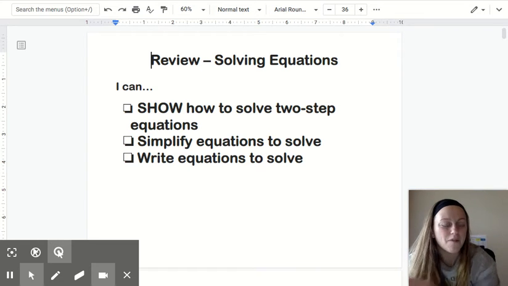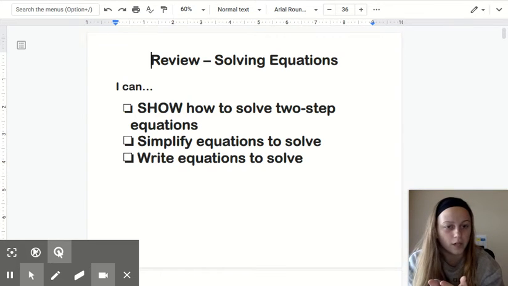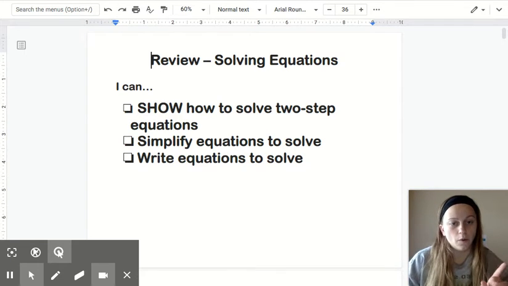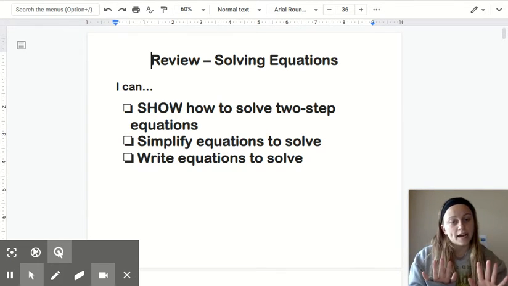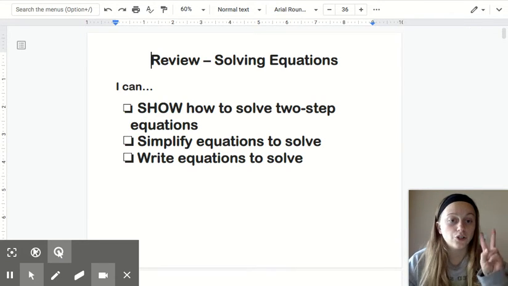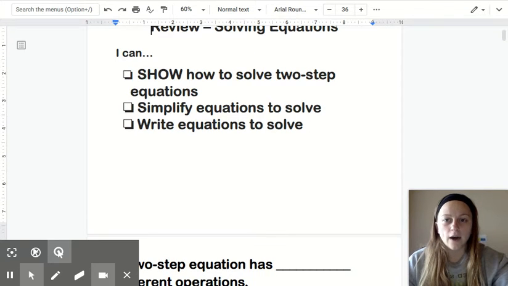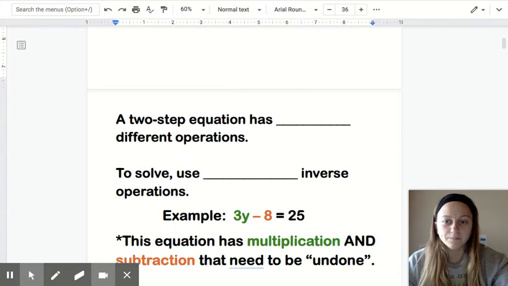Hi guys! So today we are going to review more about solving equations, but we've been doing one-step equations. You show one inverse on both sides and you're good to go. Today we're going to be solving two-step equations. So let's go ahead and get started on that.